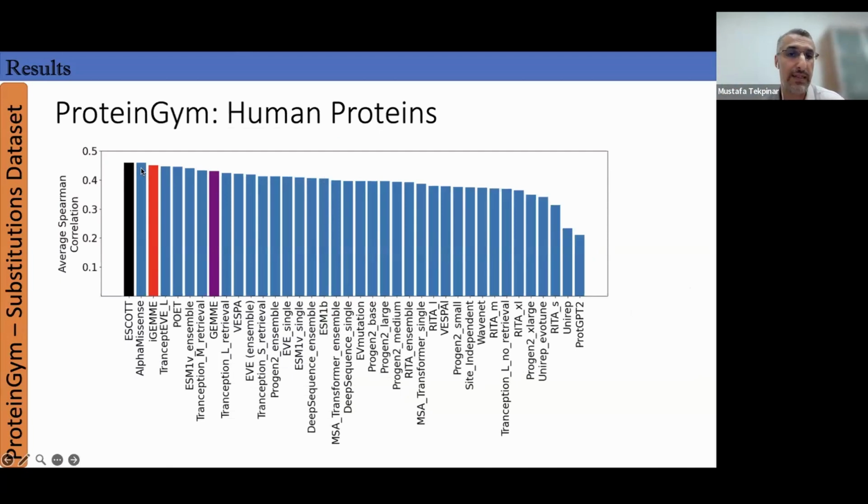Again, AlphaMissense and ESM1b have the same score, but the third method is iGEM. iGEM is basically PRESCOTT without physical, chemical, and structural information, and then Transception family and POET follow these methods, and it goes on like that.